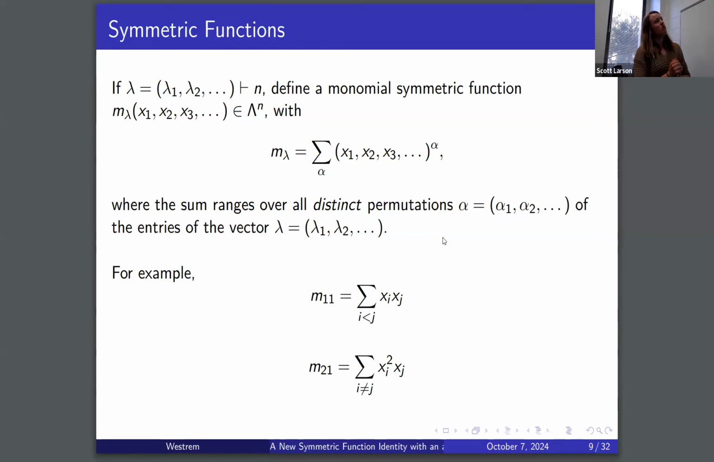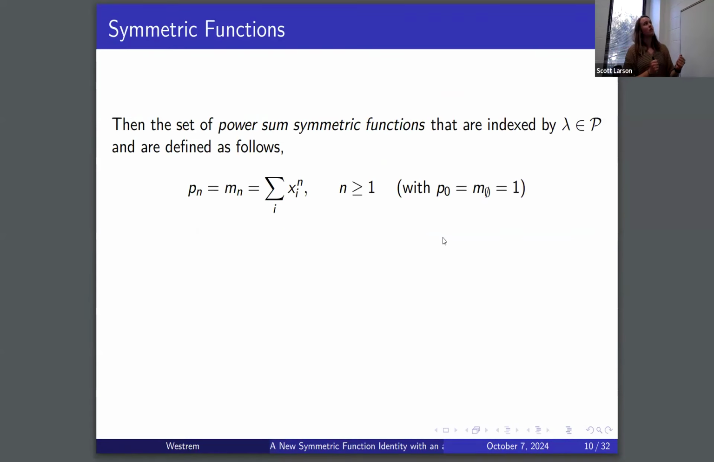So we have m11, which is the sum of xi xj, where i is less than j. So xi to the first, xj to the first. Or if we have m21, we have xi squared xj, where those are not equal. So anytime we think of monomial functions, I want you to think of something like these examples here.